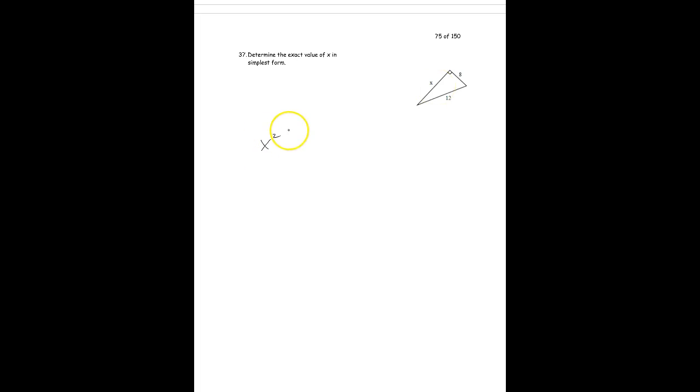Leg 1 squared, I'm sorry, x squared, plus leg 2 squared, which is 8 squared, equals hypotenuse squared, which is 12 squared. x squared plus 64 equals 144. x squared equals 144 minus 64, which equals 80. So x equals the square root of 80. Again, I'm just going to throw out the negative solution, not even bother writing that.